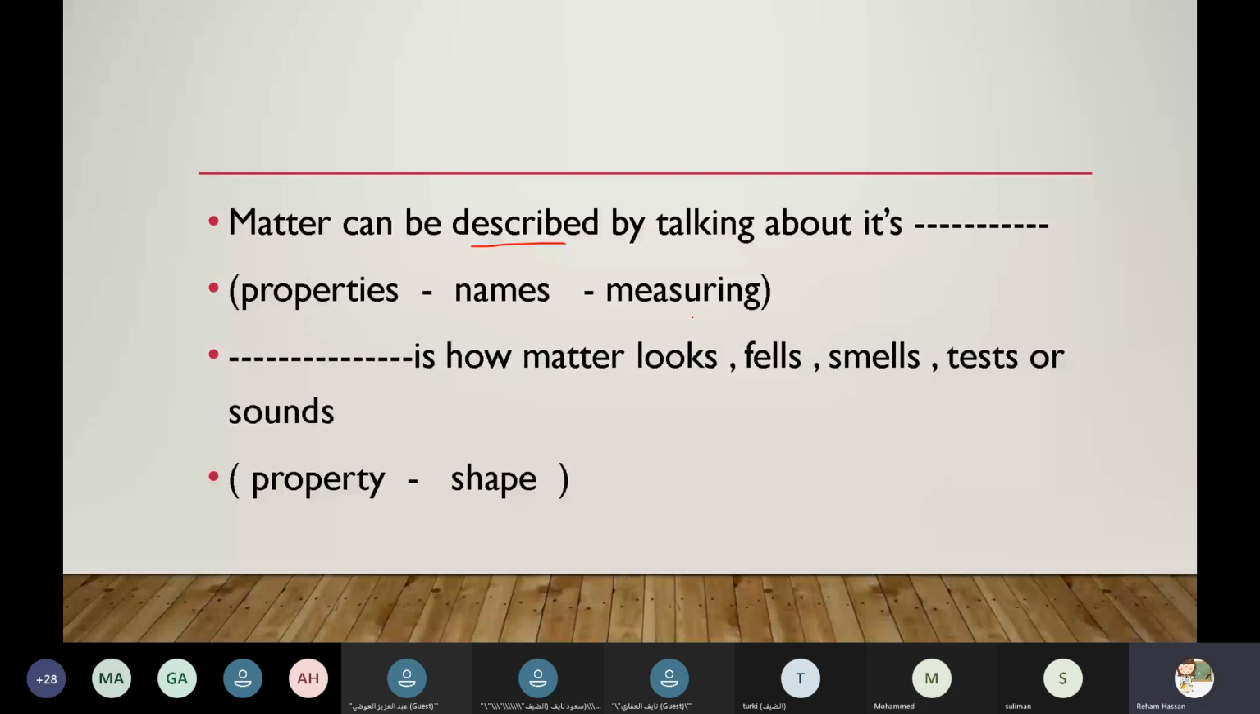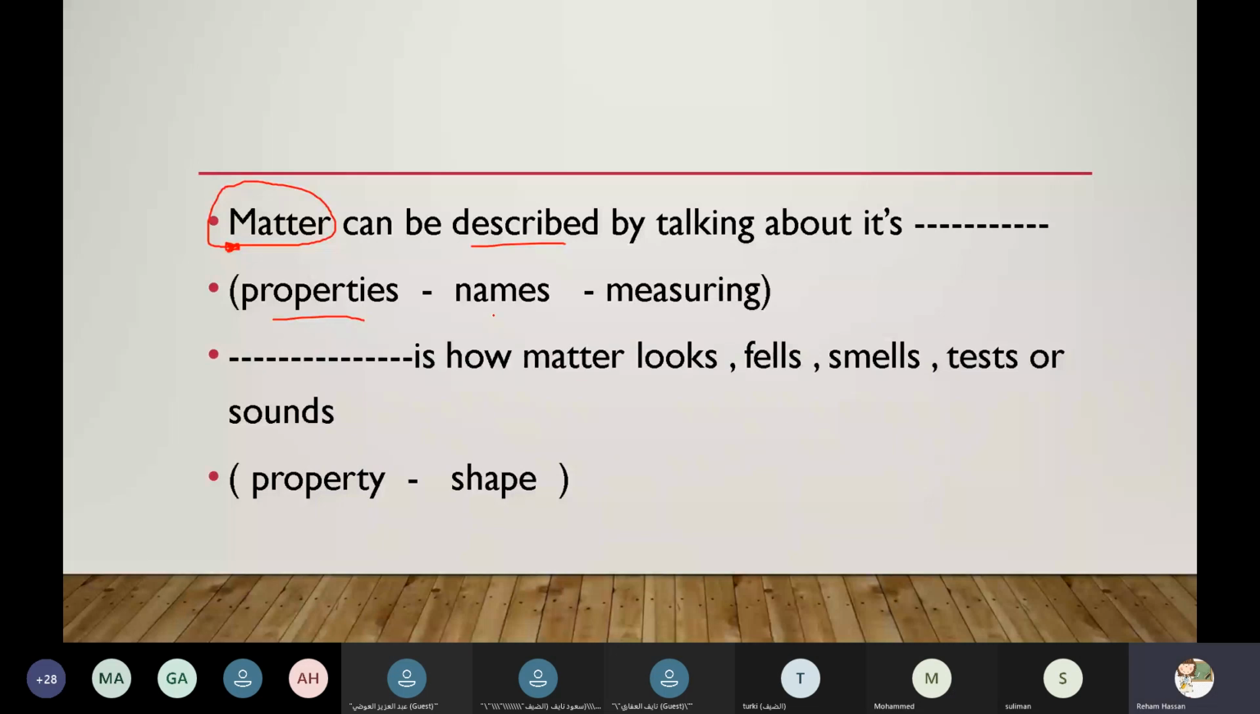Yes, Sultan. If I describe the honey, it's thick. The matter in the honey, it's a thick matter, feels thick. So now I'm talking about the properties of the matter. Thank you so much, Sultan.